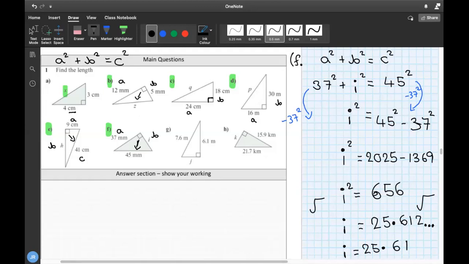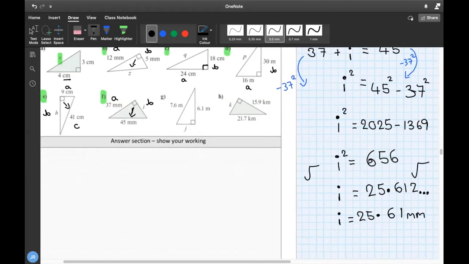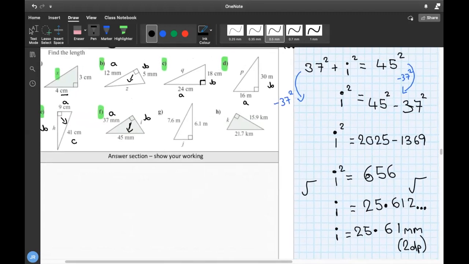Our dimensions were all given in millimetres, so our I will be in millimetres as well. So that was question F, and I is equal to 25.61 millimetres, and that's to 2 decimal places. Particularly if they haven't specified, you must show the person what you've rounded it to. Here we've rounded it to 2 decimal places. Okay, look at the next one.